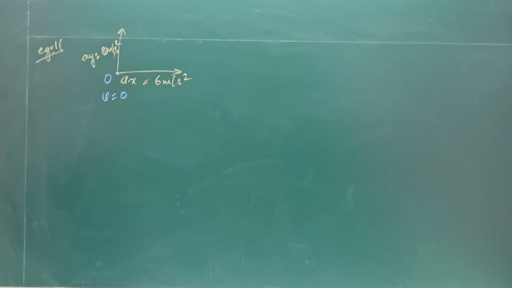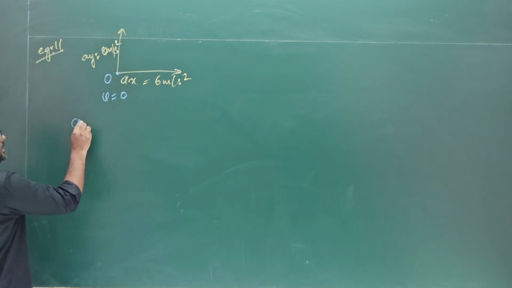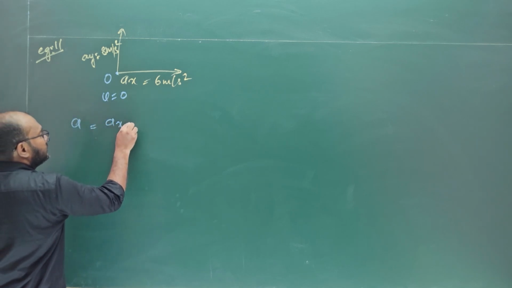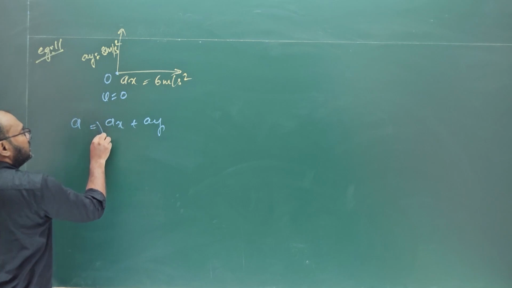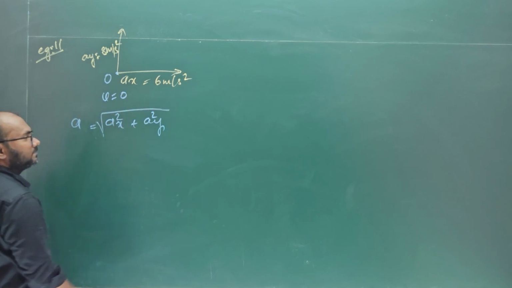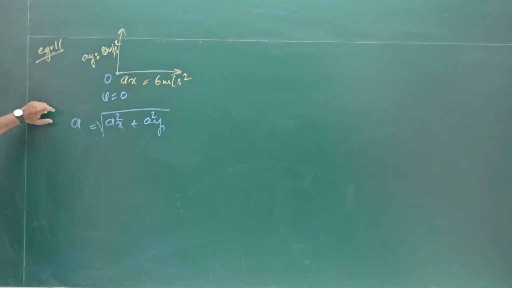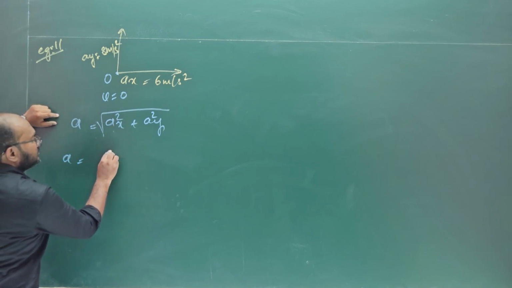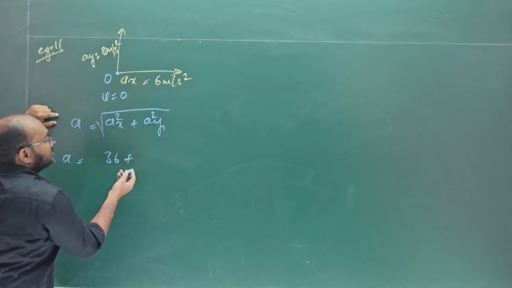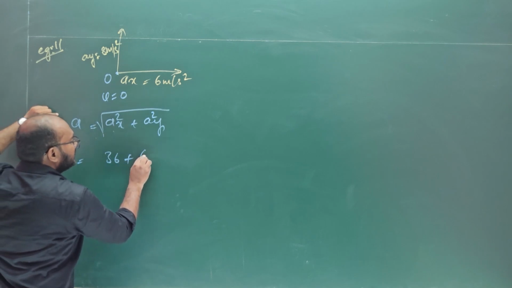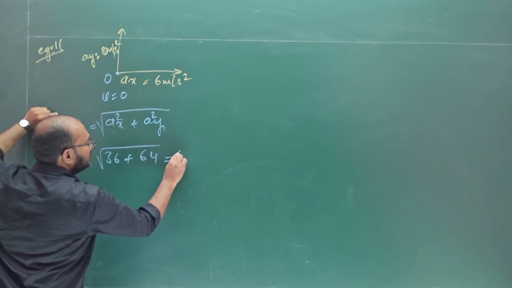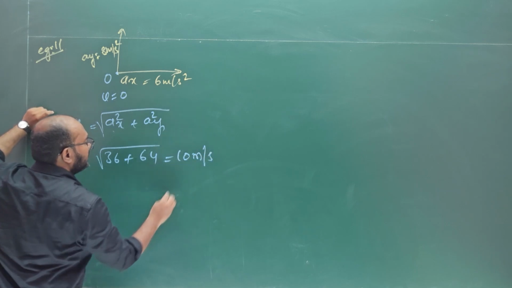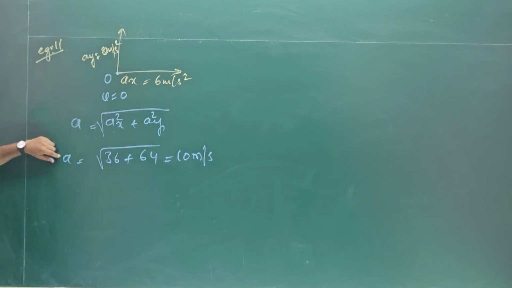Okay, just now I told you that A is equal to AX plus AY, and this should be written under the root. We are calculating the magnitude now. So A is equal to the root of 36 squared... 6 squared is 36, 8 squared becomes 64, under the root. This becomes 10 meter per square second. So acceleration is 10 meter per square second.